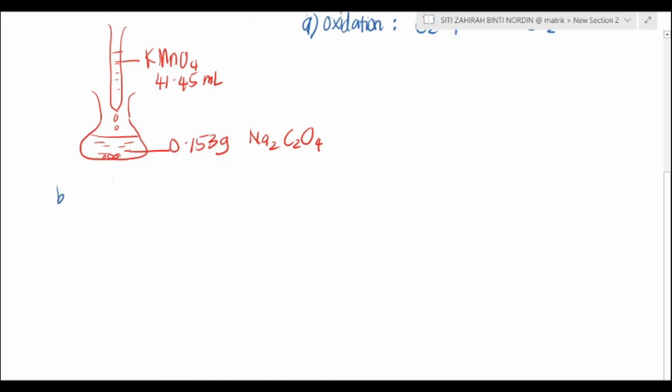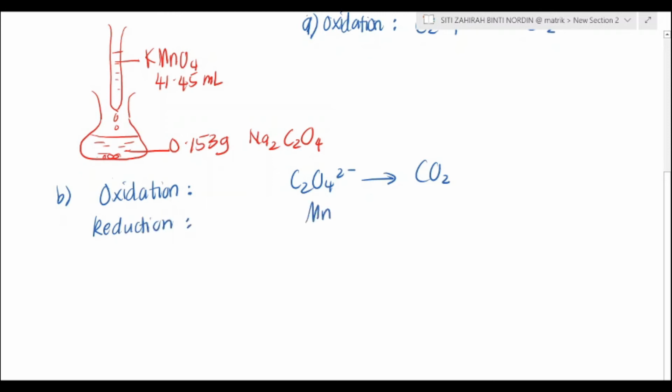Okay. So for B, the oxidation process would be C2O4 2- to form CO2, and the reduction half equation would be MnO4- to form Mn2+. Okay, so now I'm going to balance all of the elements.